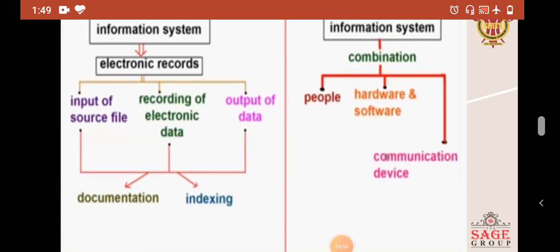We can also define the geographic information system. A geographic information system is a system designed to capture, store, manipulate, analyze, manage and present all types of spatial and geographical data.